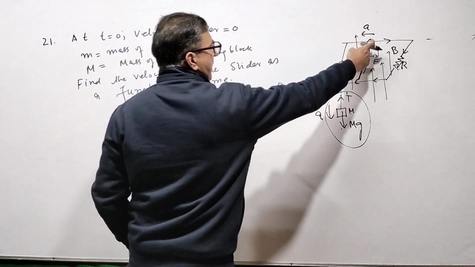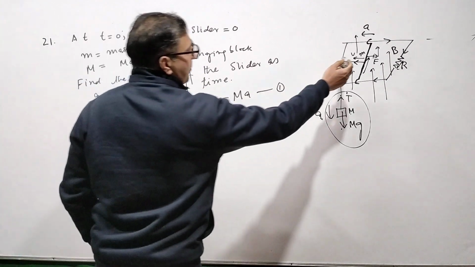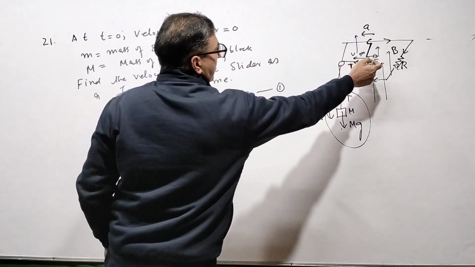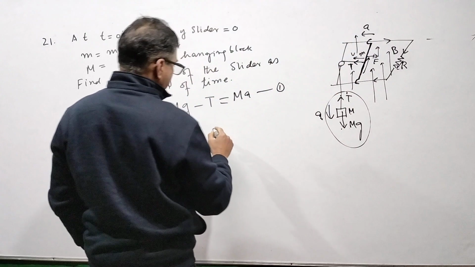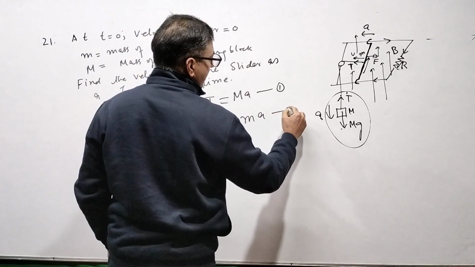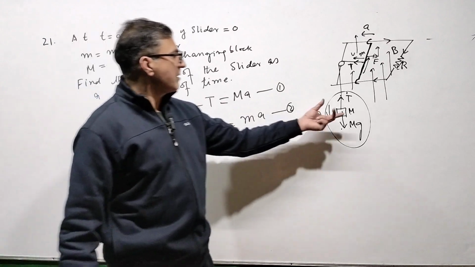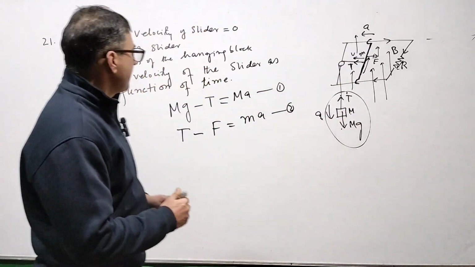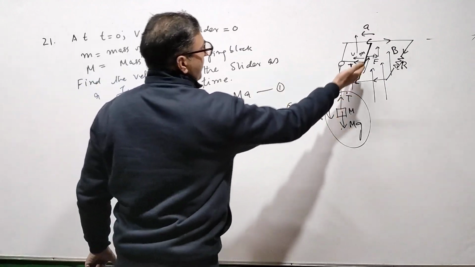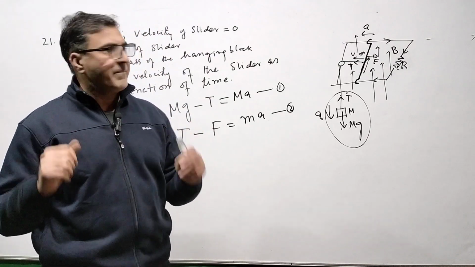Let me write the equation for this slider. How much is the force in this direction? That is tension T, minus the magnetic force on the slider in the backward direction, that is F, is equal to, again, ma. Equation number second, where m is the mass of the slider. These are the two equations from Newton's law for this block and for this slider. Now what I have to do is find first of all the acceleration of the block or of the slider, and then I will integrate the acceleration to find the velocity as a function of time.